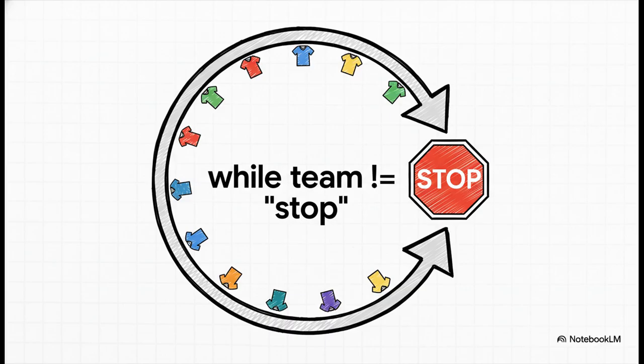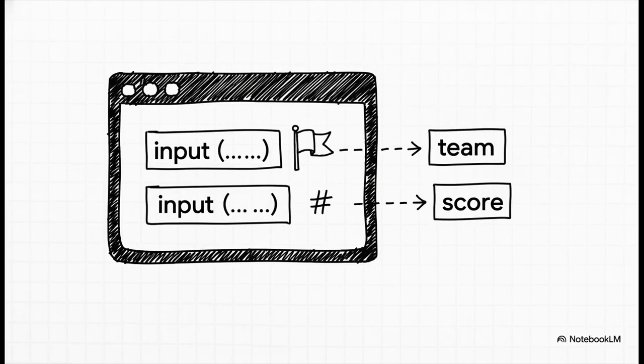Next, we build our loop. This while loop is what we call indefinite iteration. It has no idea if there's going to be 3 teams or 30. All it knows is keep on running as long as the team name isn't that special keyword, stop. And inside that loop, job number 1 is to grab the data. We ask the user for 2 things separately, the team's name and then their score. And we pop each one into its own variable.